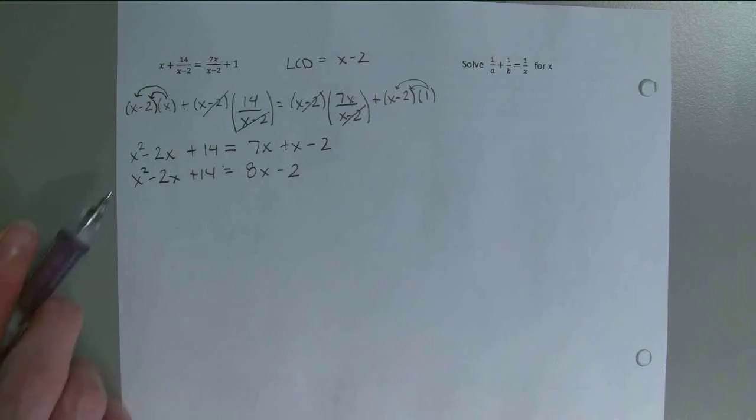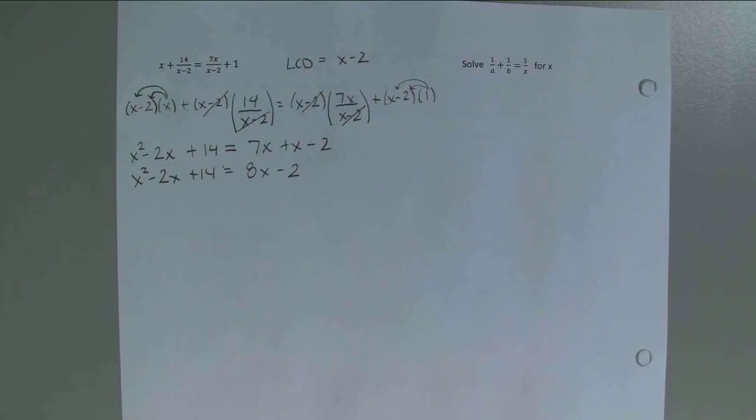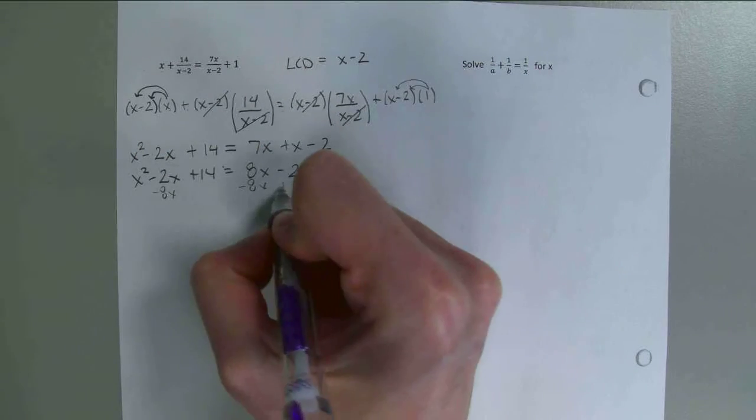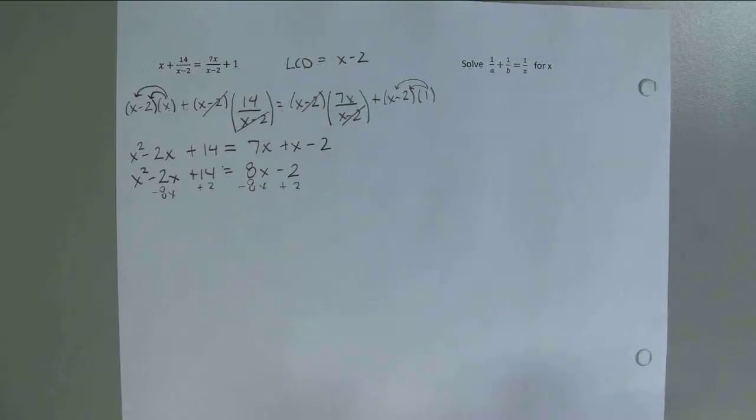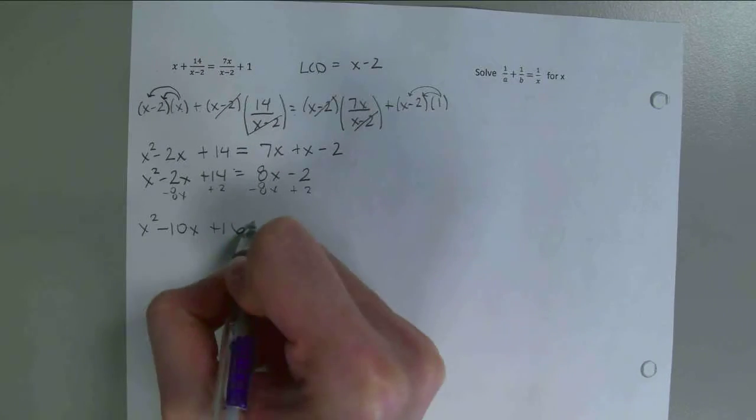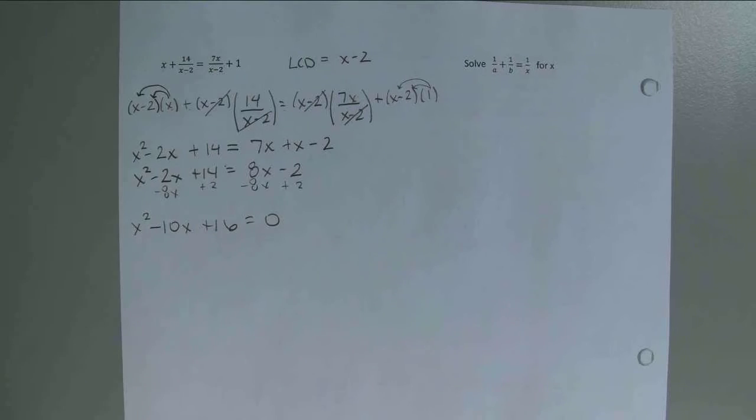What's our next move since there's a quadratic here with this x squared? What do we need to do? Yes, we're going to get everything over to that side so we can set it equal to 0 and factor. So we're going to subtract 8x from the negative 2x, and we're going to what? Add the 2 to the 14. Does that look right? So we'll have x squared minus 10x plus 16 equals 0. And at this point, we can solve using the AC method. Factors of 16 that add up to negative 10: 8 and 2, and they'll both be negative.